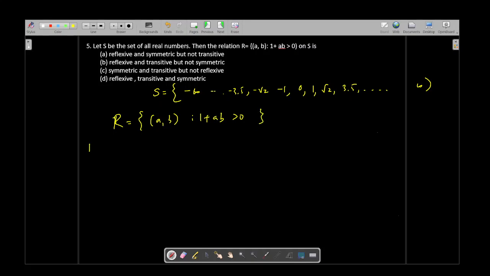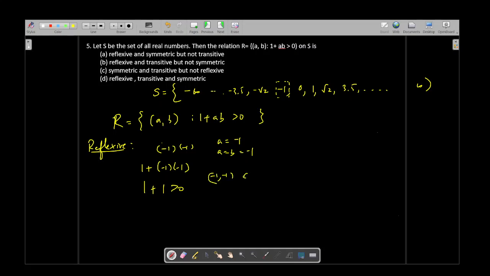So let us check for the reflexive property. Let us take any element. For the reflexive property, we have to check whether we can pair every element to itself. If I take -1 and -1, then 1 plus ab, where a is -1, a equals b, and b is also -1, gives 1 plus 1, which is greater than 0. So (-1, -1) is a member of R.